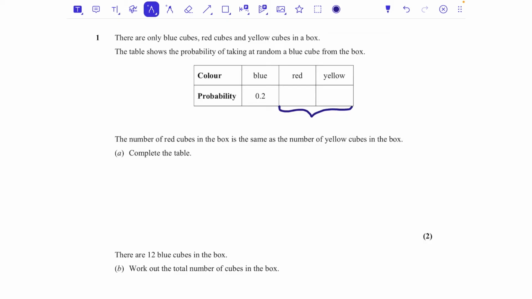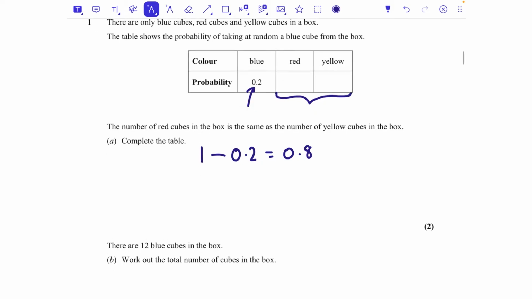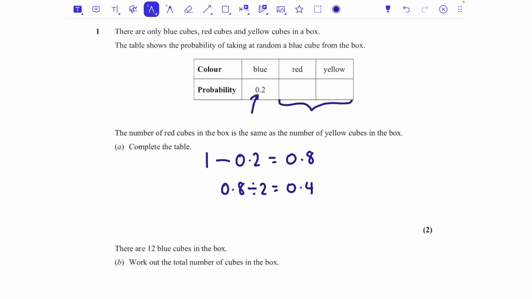Okay, so probability always adds up to 1. I've got 0.2 so far. If I do 1, take away 0.2, I'm left with 0.8, and I know that the number of red cubes and yellow cubes is the same, and therefore the probability is going to be the same, so I can just divide by 2, and that is 0.4. So 0.4 is the probability of red, and 0.4 is the probability of yellow.